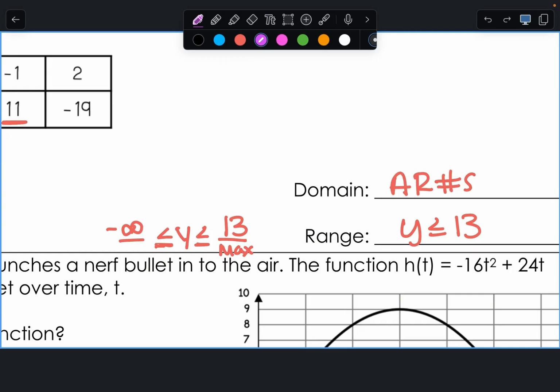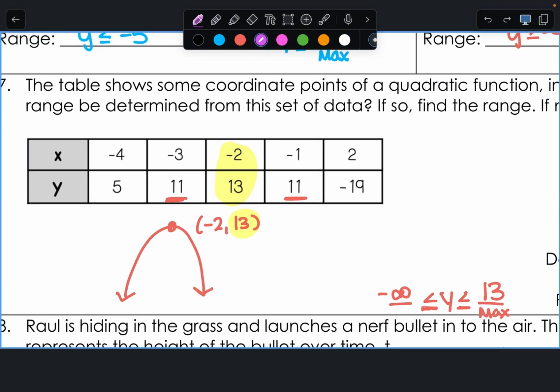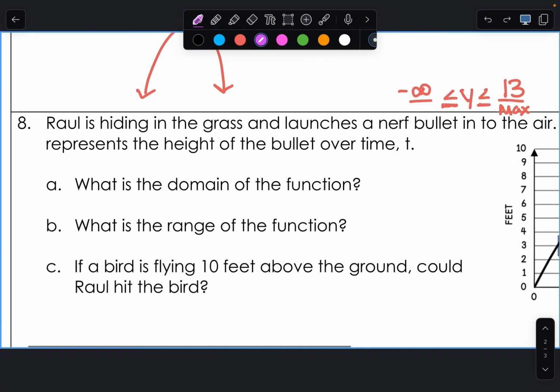And it's going to be all real numbers because there's no context. Those numbers don't mean anything. The x values don't mean seconds. The y values don't mean feet or anything like that. Another good question. Any other questions? Okay. Number 8, last one.